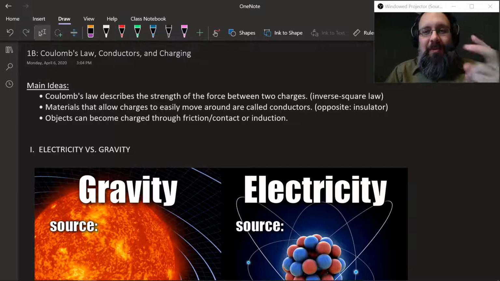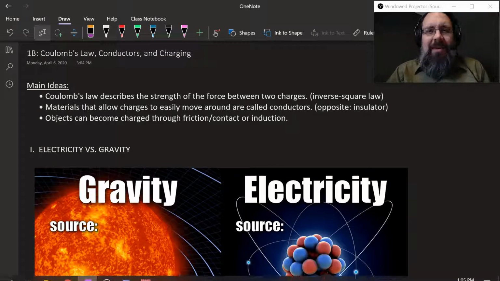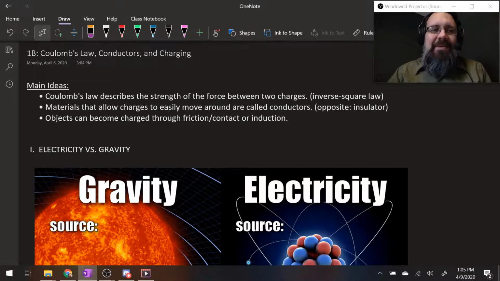Today we'll be learning three things. We're going to be learning about Coulomb's law, conductors, and charging. So this is kind of going off where we left off last time. There are three main ideas for the lesson today.